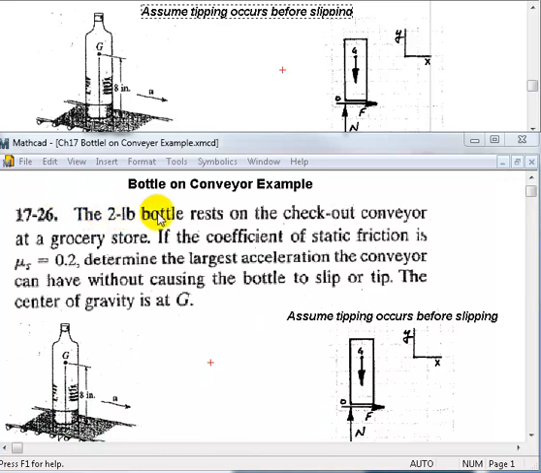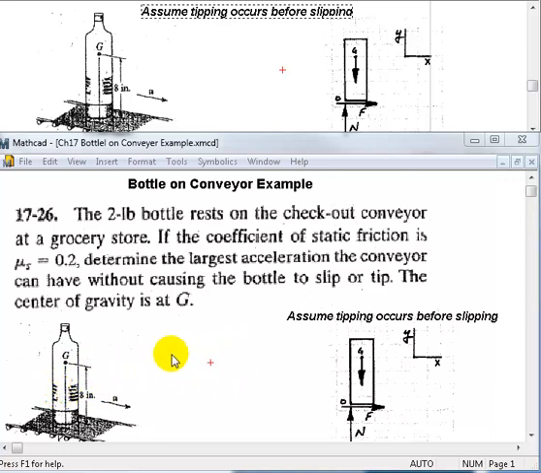It says we have a 2-pound bottle that rests on the checkout conveyor at a grocery store. If the coefficient of static friction is μs equals 0.2, determine the largest acceleration the conveyor can have without causing the bottle to either slip or tip. The center of gravity is located at G as shown in this picture.